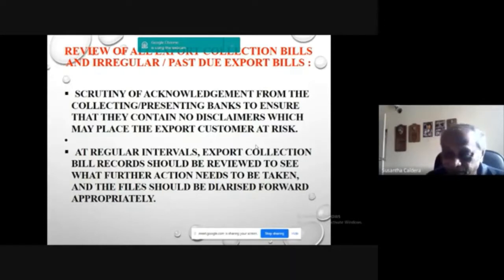I know many bankers, more than 80% of the bankers, what do the collection staff do when they receive the acknowledgement? They just file it. They never read the acknowledgement. But it is very important to read the acknowledgement to see whether there are any disclaimers. And if there are any disclaimers, you have to inform the export customers immediately. Otherwise, they will be at risk.